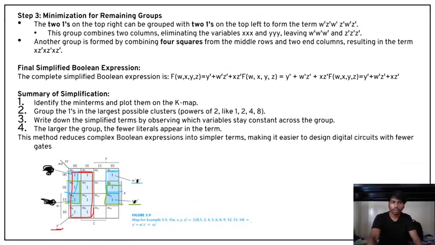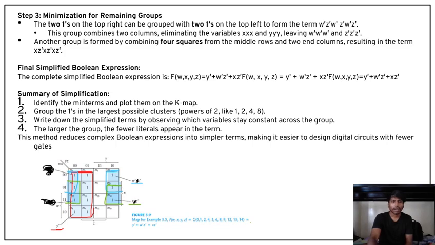Now, step 3, minimization of the remaining groups. The ones on the top left form the term w'z'. This group combines two columns, eliminating the variables x and y. Another group is formed by combining four squares from the middle rows and the two end columns, resulting in the term xz'.